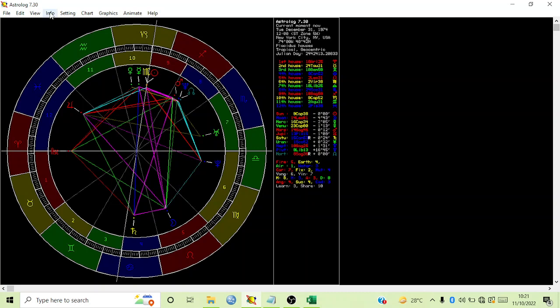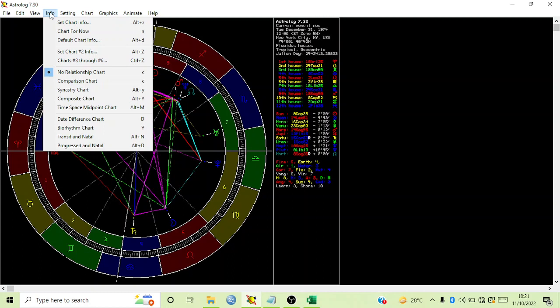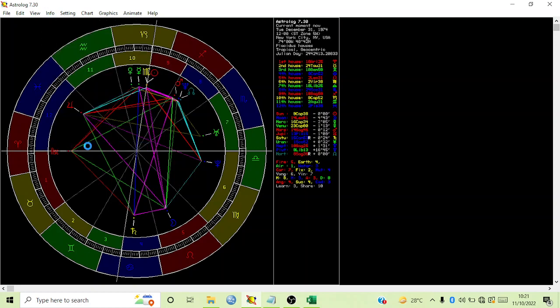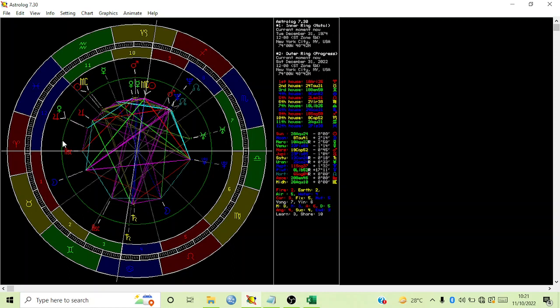So the radix info has been put and the directional info has been put. Once we do that, we just need to go to chart info and then press on progressed and natal. Once we do that, we should be able to see the green line showing that the radix planets' positions are inside here, and the outer ones are the progressed positions of these planets.